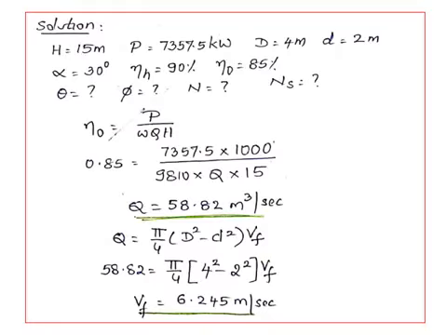The first step: because the overall efficiency and power are given, that enables us to calculate the discharge. The overall efficiency is 0.85, power is 7357.5 into 1000 to convert it to watts, specific weight of water is 9810 into Q into H, which is 15, so we get the discharge as 52.58. Now, knowing the diameter as well as the hub diameter, we can substitute in the discharge formula to get the velocity of flow. Since the discharge is known, 52.58 equals pi by 4 times 4 square minus 2 square, into Vf, so the velocity of flow can be calculated.